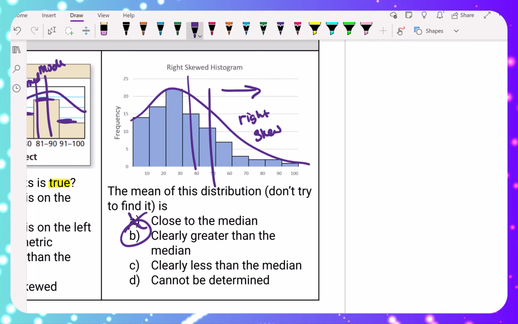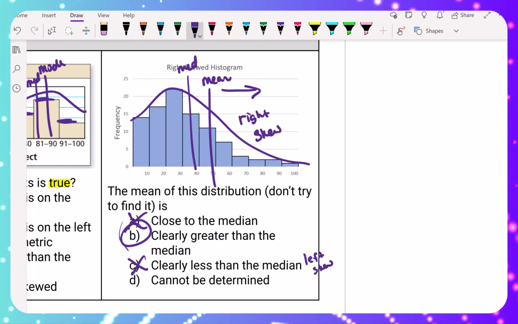I should put mean and median. Clearly less than the median? Absolutely not. That would only be if that was a left skew. Cannot be determined? Yeah, you can determine the relationship between the two.